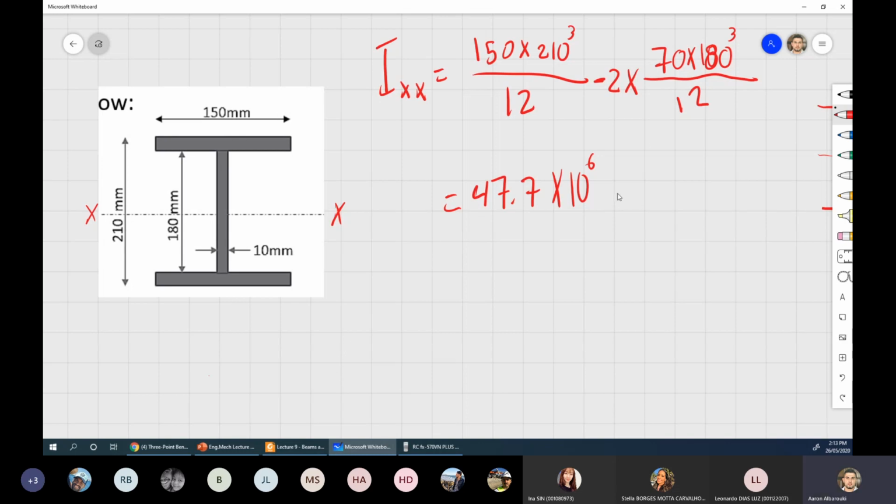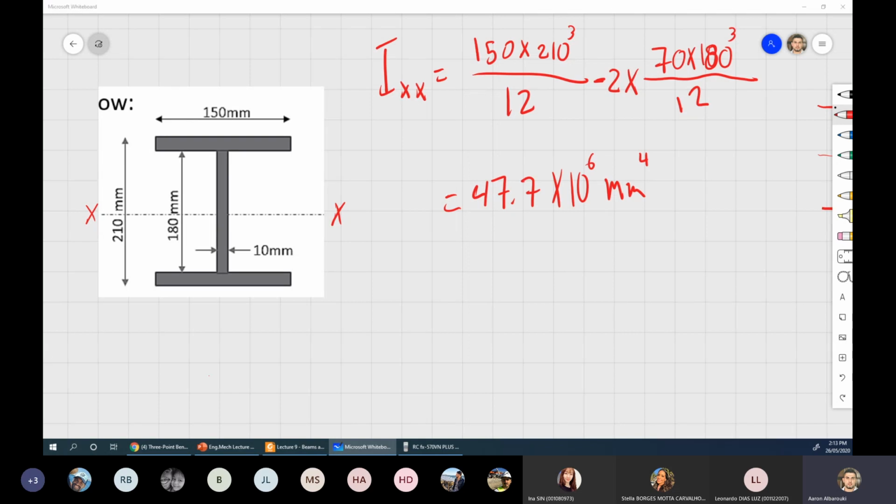What's the unit here, guys? Anyone able to tell me the unit for the moment of inertia? Millimeter to the power of 4. Perfect. Thanks for that, Stella. Millimeter multiplied by millimeter cubed will be millimeter to the power of 4. And these are the values you see in your tables.